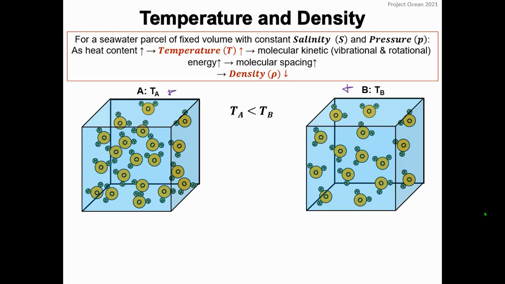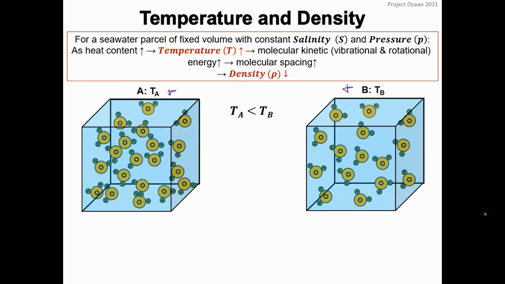Therefore, the molecular kinetic energy, which is vibrational and rotational energy within the parcel, also goes up. This is going to increase the molecular spacing and therefore decrease the density within the parcel. Let's look at this graphically. So I have those two parcels with different temperatures. Temperature A lower than temperature B.